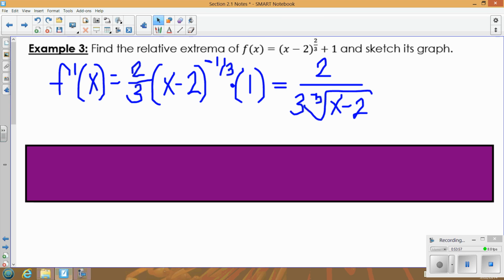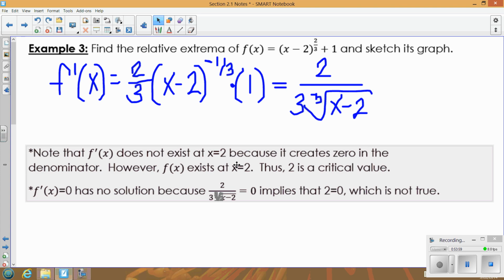The next piece that I have to look at is, what about setting the derivative equal to 0? If I take my derivative and set it equal to 0, really the only way that you can take 2 divided by 3 times the cube root of x minus 2 and get that to equal 0 is if you have 0 in the numerator. 0 divided by anything is the only way that you're going to get 0 out. So it would be like me saying, take the numerator, set it equal to 0, and 2 does not equal 0. So that means that there is no solution to the derivative equaling 0.